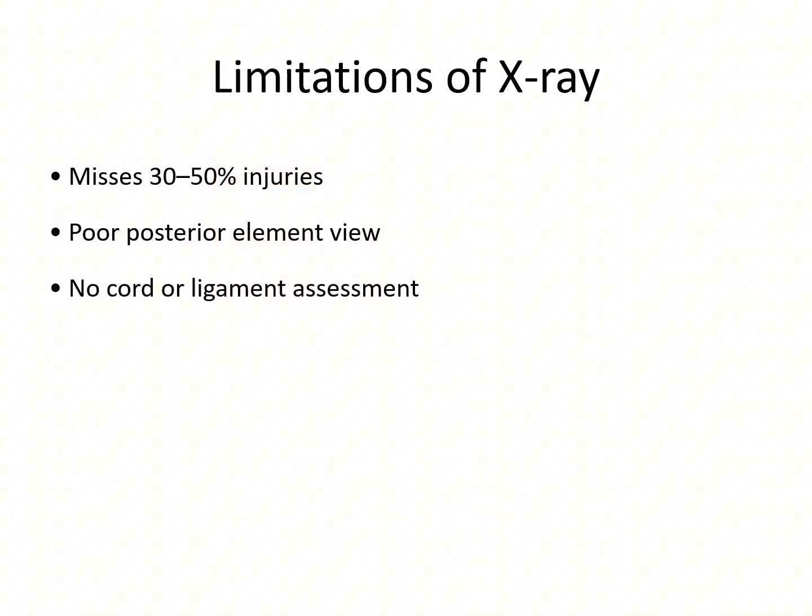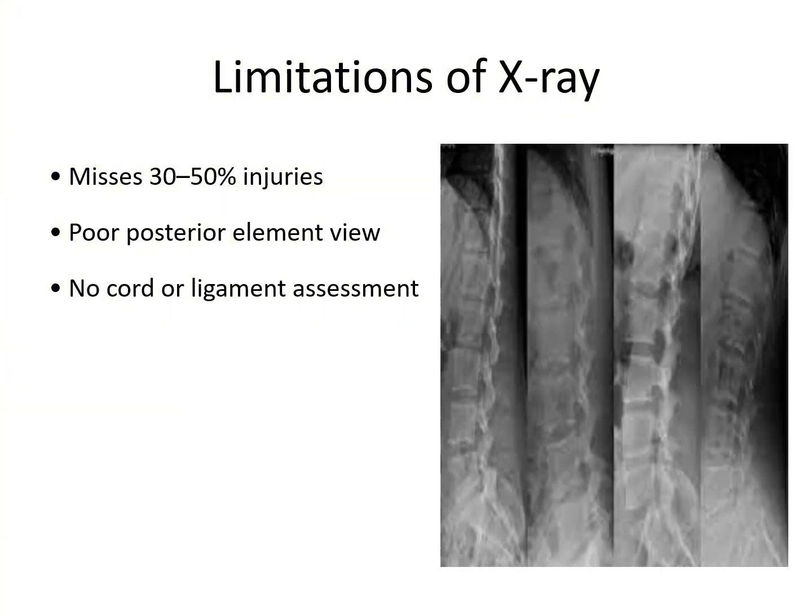Now the limitations of X-ray. X-ray misses 30 to 50% of spine injuries, and there is poor visualization of the posterior elements and no cord or ligament assessment by X-ray. So in this image we can see that the posterior element is poorly visualized. The spinous processes are poorly visualized, and cord and ligamentous assessment cannot be done by X-ray.